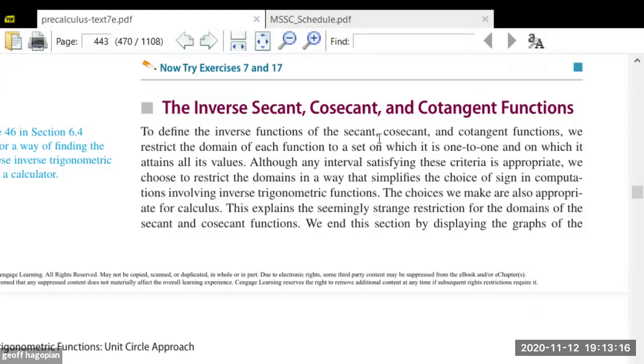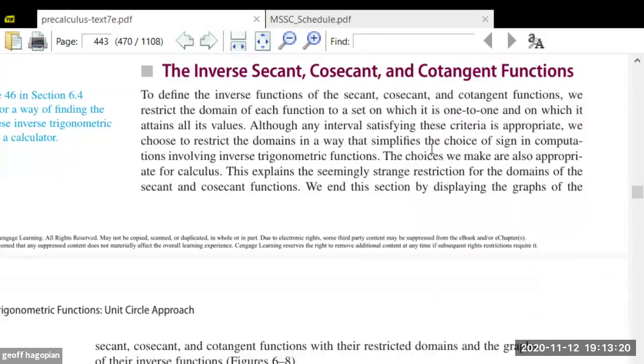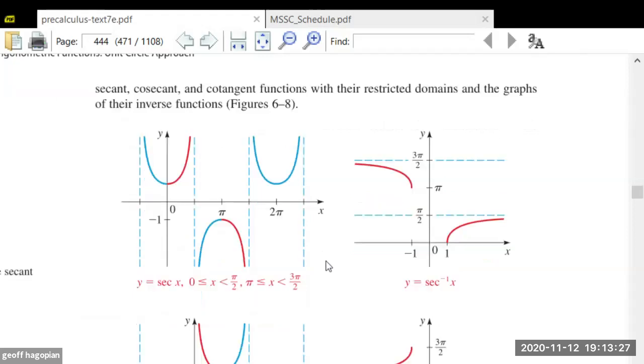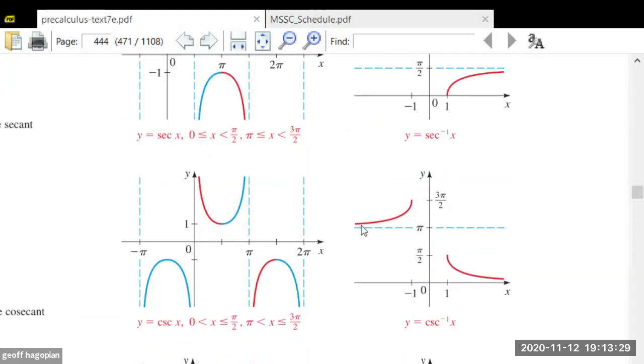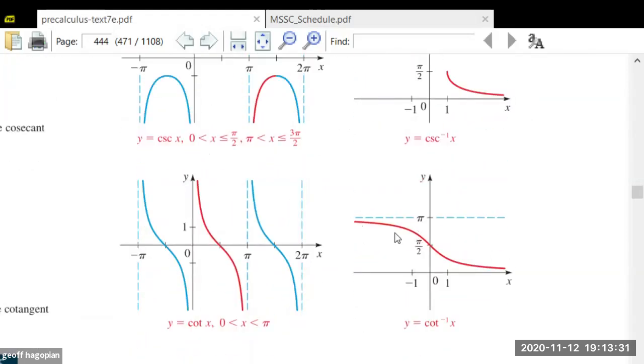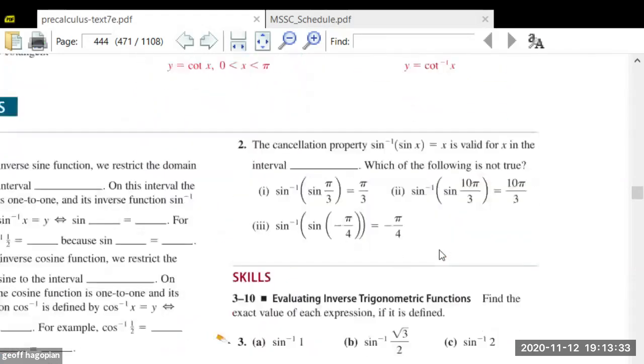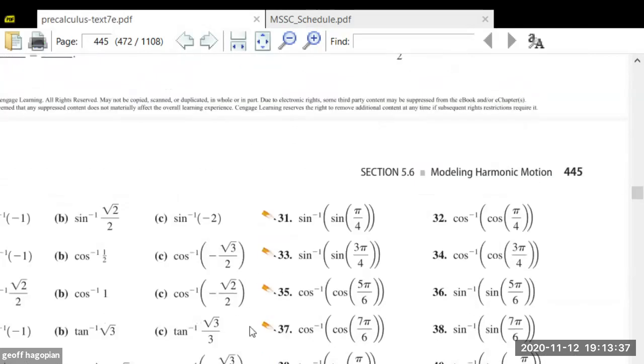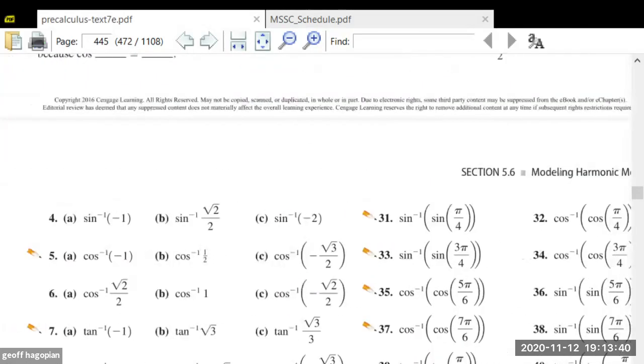So the inverse secant, cosecant, and cotangent functions, yeah, those are just a mess. What can I say? Now look at that, that's just crazy talk. Same thing for cosecant. Now, cotangent is a little bit more reasonable, but I think we're ready for some exercises. Good. So should we just jump in here to number 4?